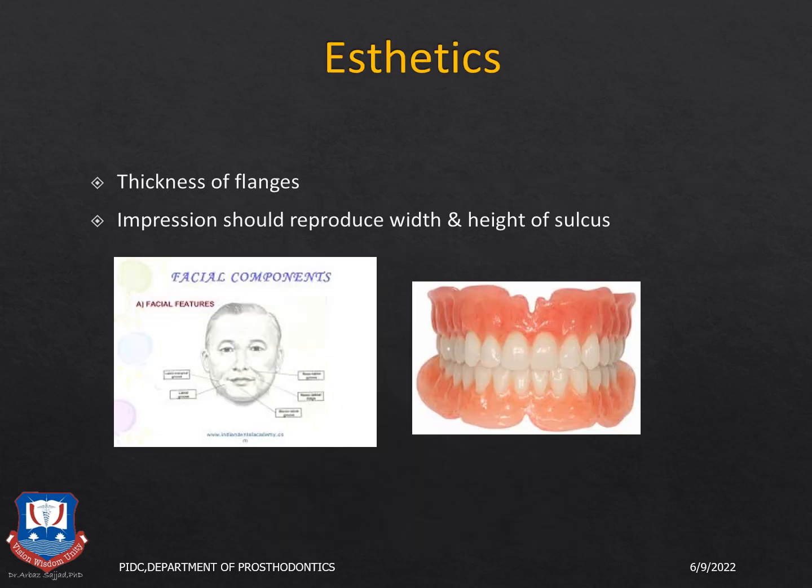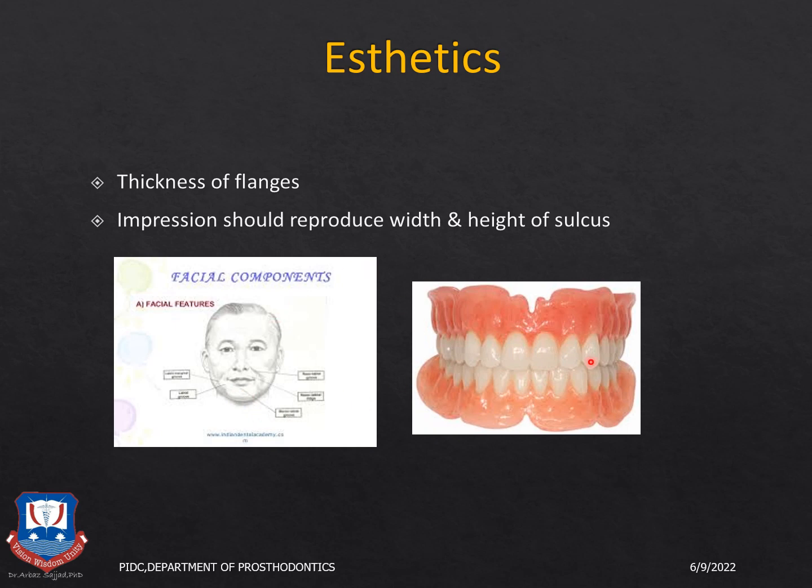So the last objective of impression making is aesthetics. The thickness of the flanges, the height of the flanges, the contour of the flanges should be such that they should support the patient's oral musculature. They should provide lip fullness. They should provide cheek fullness. They should reduce the nasolabial fold, and they should prevent the commissures of the mouth from drooping downwards.